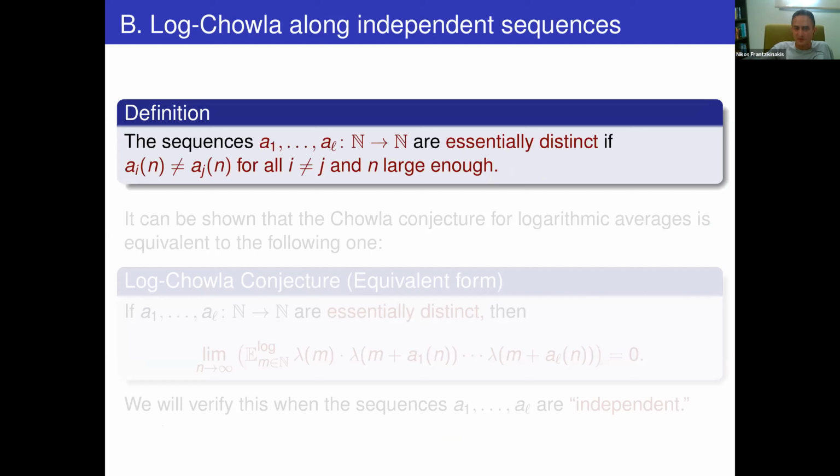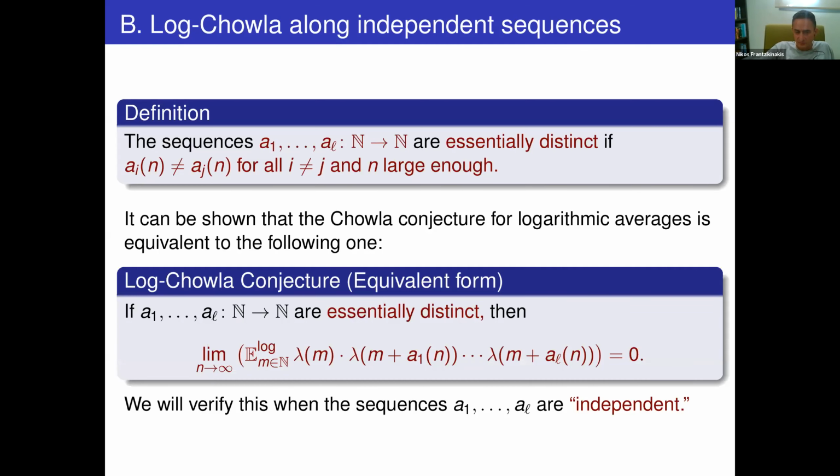So the second statement. Let me take one moment to reformulate the logarithmic Chowla conjecture in a convenient form to make an analogy with the statement I want to prove. So I will say that I have L sequences. We say that they are essentially distinct if you take any pair of them, they're different for large enough values of n. Okay? They could agree in the first few values, but they will be different after some point.